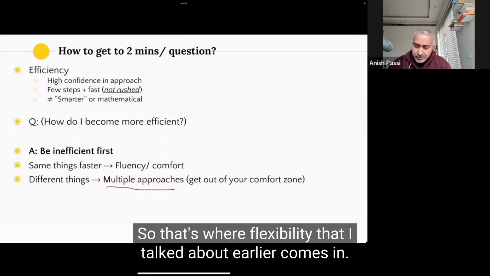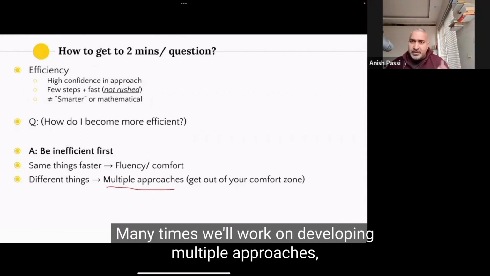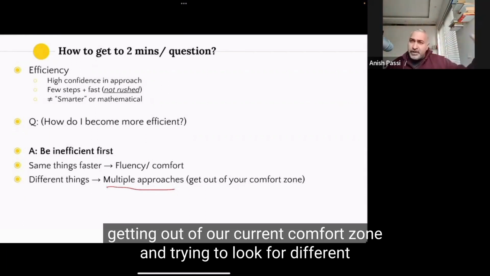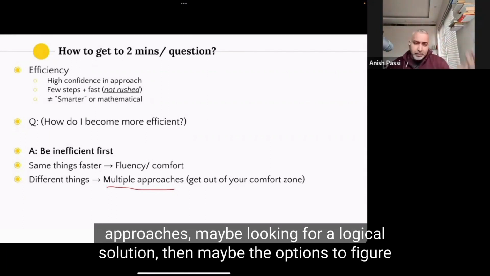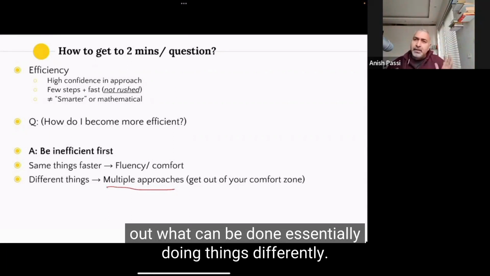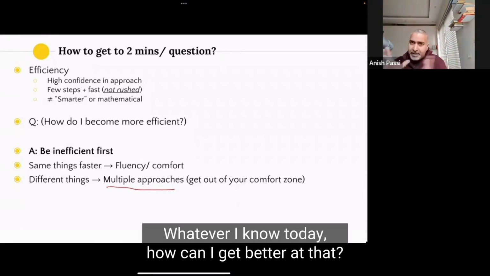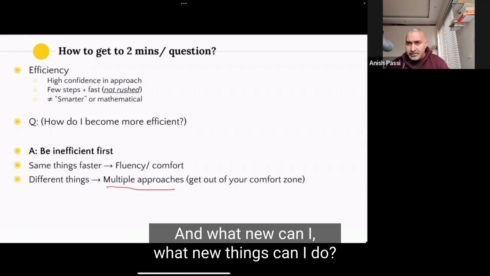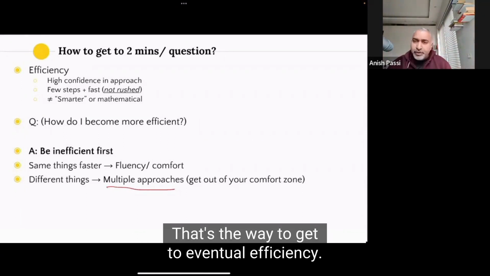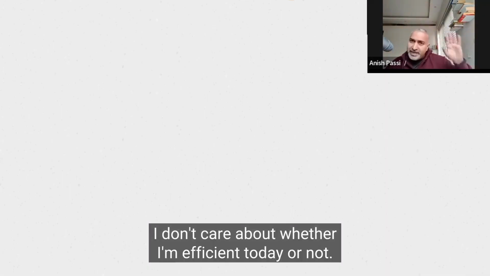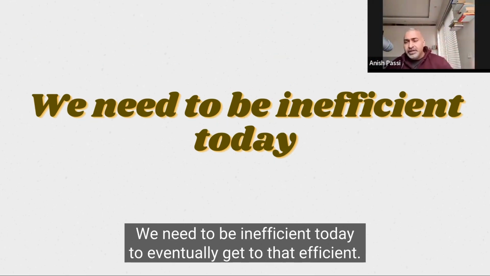So that's where the flexibility that I talked about earlier comes in. Many times we'll work on developing multiple approaches, getting out of our current comfort zone and looking for different approaches, maybe looking for a logical solution, or looking at the options to figure out what can be done. Essentially, doing things differently. So we'll work on both these things simultaneously. Whatever I know today, how can I get better at that? And what new things can I learn? That's the way to get to eventual efficiency. I don't care about whether I'm efficient today or not. I need to be inefficient today to eventually get to that efficiency.